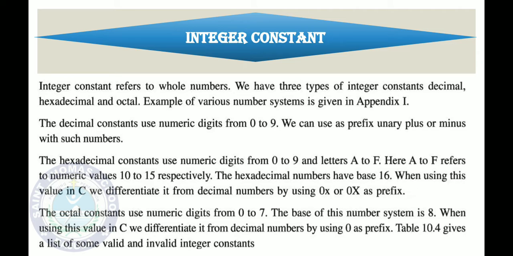Then after the next is the hexadecimal constant. Use the numeric digits, that is 0 to 9 and letters A to F. So now hexadecimal has a base of 16. Okay, means in the hexadecimal how many numbers are included? That is the 16 numbers.